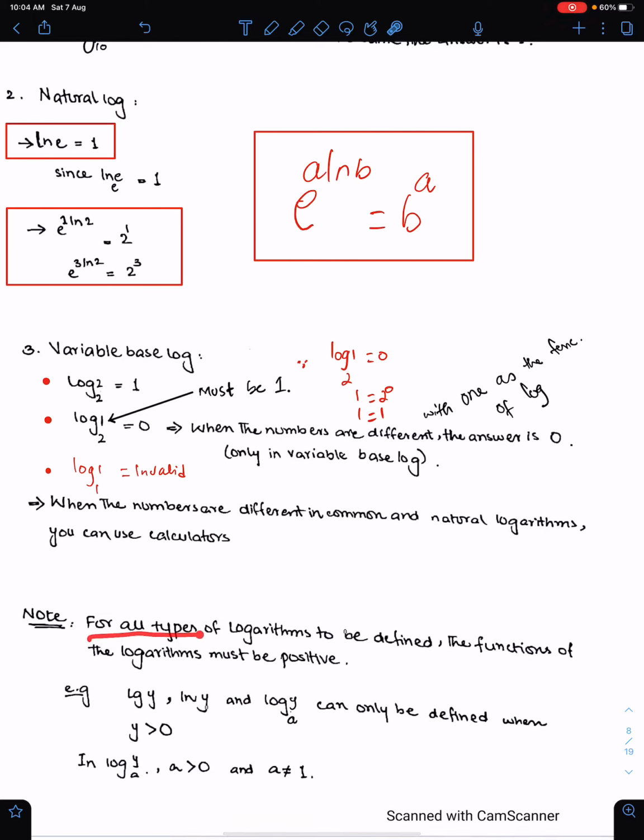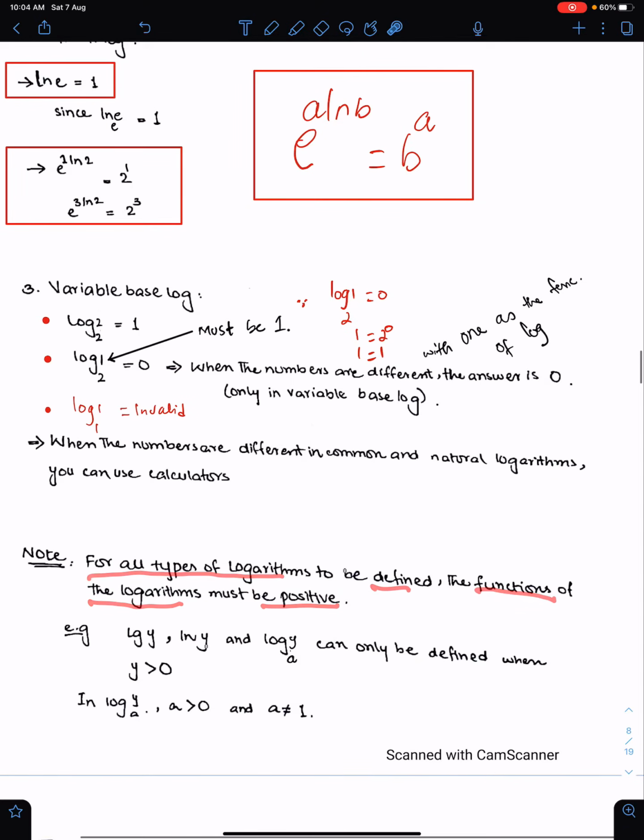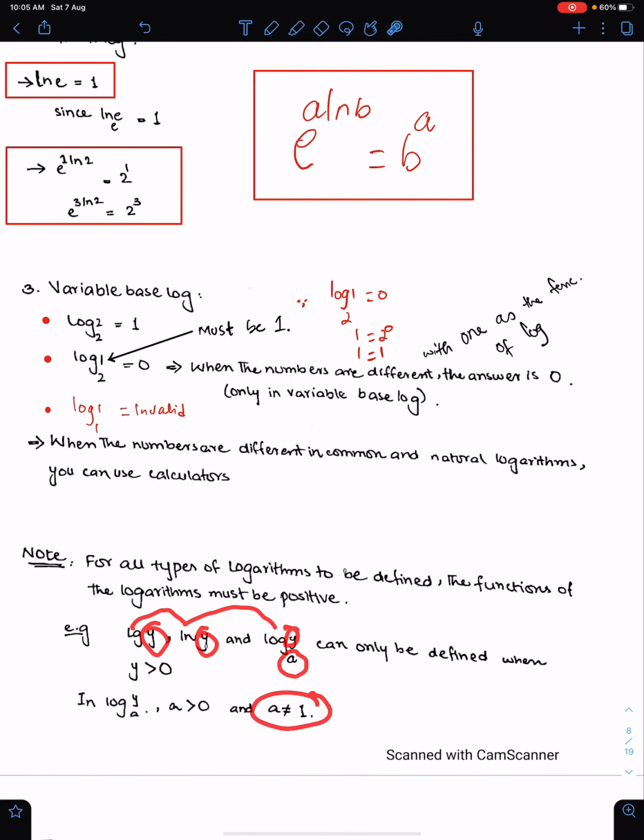Well, for all types of logarithms to be defined, the functions of the logarithms must be positive. I already have told you that all types of logs are defined for positive numbers only. Means in LG y, in LN y, in log a y can only be defined. I mean, in all three logs, y must be positive, and for this log, a must be positive except 1.